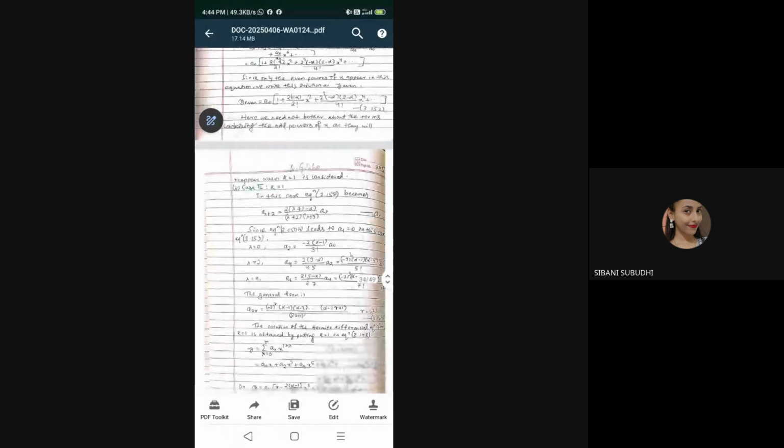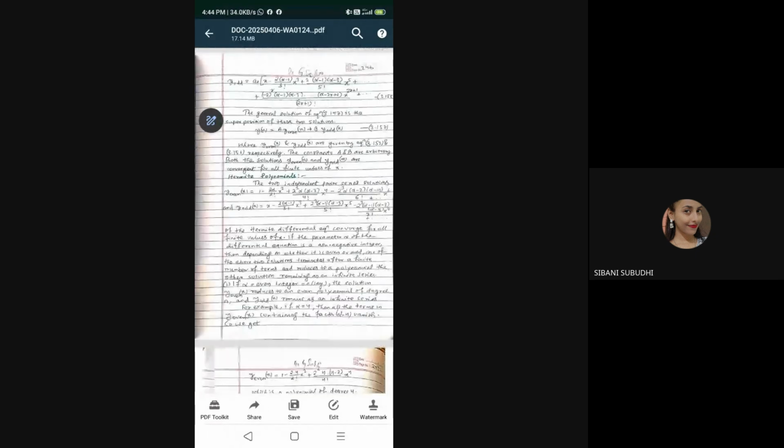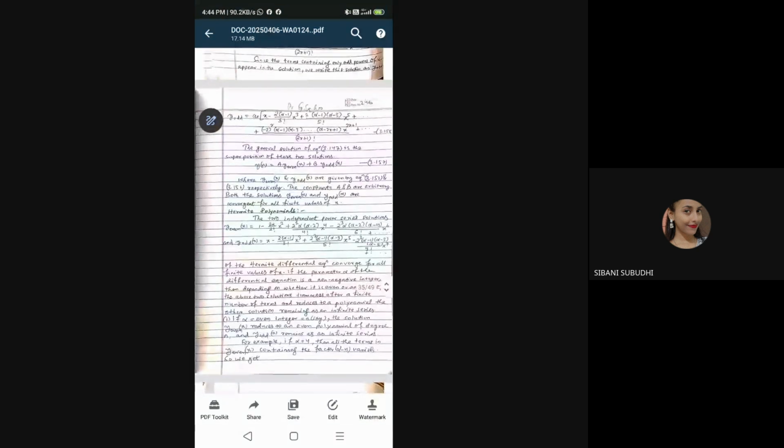So how can you find out the Hermite polynomial? Your y odd, which I discussed earlier today, is a0 x minus 2 into alpha minus 1 by 3 factorial into x cube plus 2 into alpha minus 1 into alpha minus 3 by 5 factorial x to the power 5, and so on and so forth. So your y(x) is a y even plus b y odd. Your y even is an expression, and y odd is another expression. And the Hermite differential equation converges for all finite values of x.